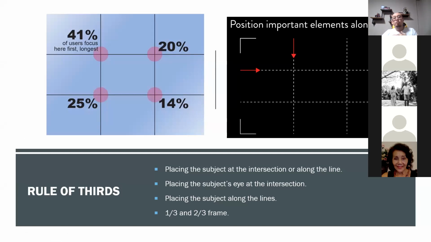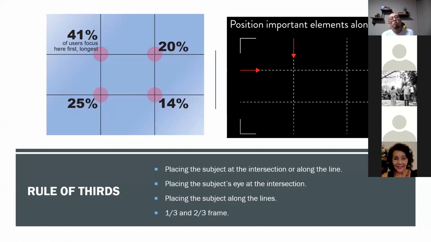Using the 3x3 grid, you can either place a particular person or object or subject at the intersection or along the line. If you look at the photos on the left, the top left is where people's focus is. The highest focus generally is on the top left, the intersection point, and then of course you have the bottom and so forth. This is really just how people react when they start looking at a photo.